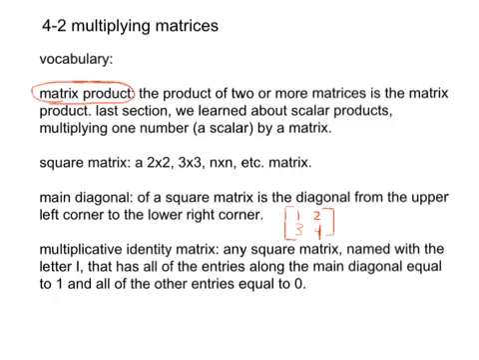Multiplicative identity matrix. Any square matrix named with the letter I that has all of the entries along the main diagonal equal to 1 and all the other entries 0. So if we had a matrix and it is lettered or named I.